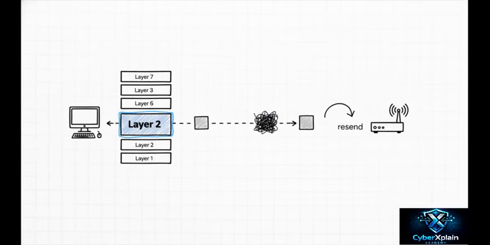Next, we have Layer 2, the data link layer. Now, if the network layer was about getting the package to the right city, this layer is all about local delivery, getting it from the local post office to the right house on the street. It manages data transfer between two devices that are directly connected on the same network, like your computer and your Wi-Fi router. It also does some important error checking.